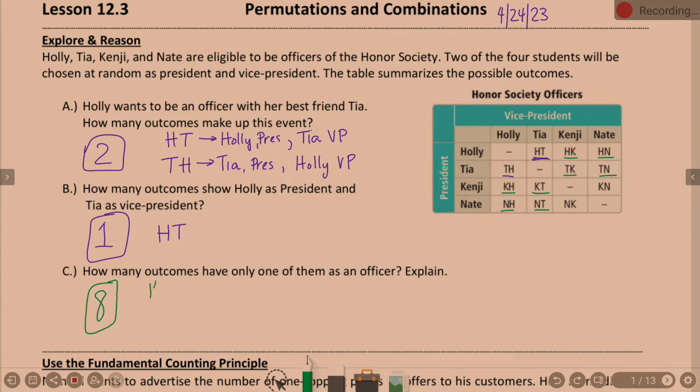And if I write those out real quick, what I have, KH, KT, NH, NT, and then HK, HN, TK, and TN. Okay, so part of the exploration here is whether or not order matters and being able to tell that, because eventually that will be one of our things we'll have to talk about, is, does order matter? Okay.